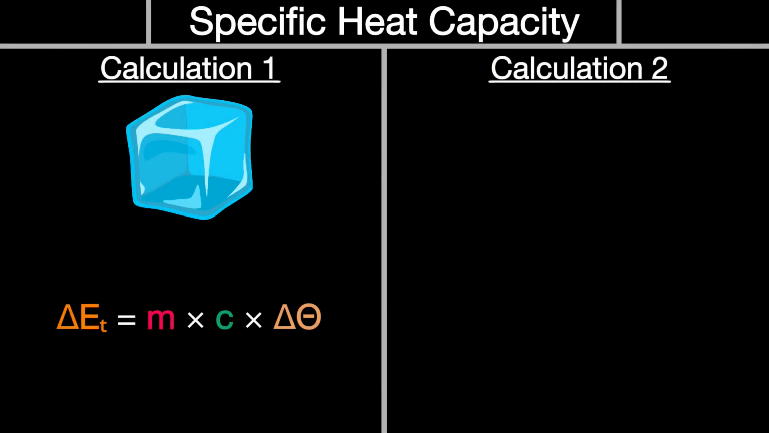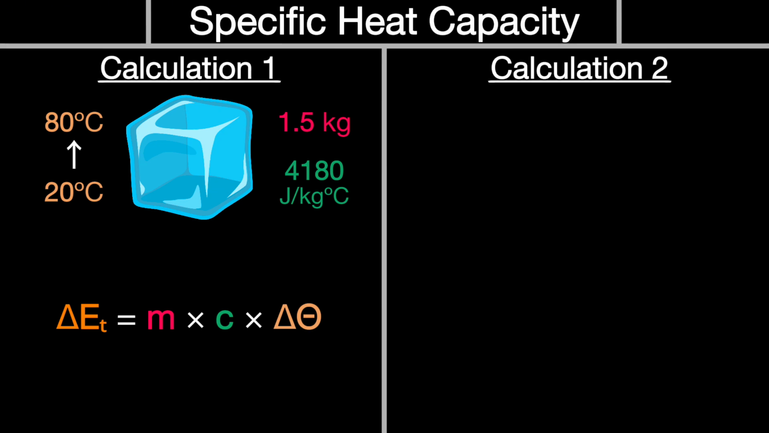Here's an example of a calculation. A 1.5 kilogram block of water is heated from 20 degrees Celsius to 80 degrees Celsius, and the specific heat capacity of water is 4,180 joules per kilogram degrees Celsius. To calculate the change in thermal energy, first find the change in temperature by subtracting 20 from 80. 80 minus 20 is 60, so the change in temperature is 60 degrees Celsius.